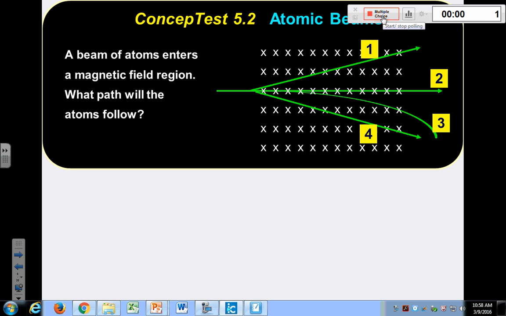All right, beam of atoms enters a magnetic field region. What path will the atoms follow? Getting into mass spectrometers here. If I send a beam of atoms into this magnetic field, what path will they follow?